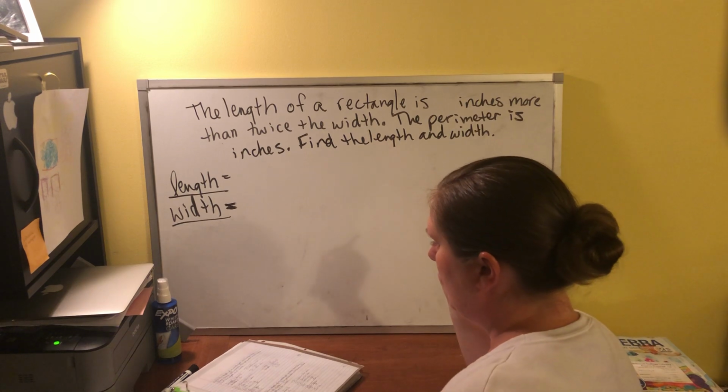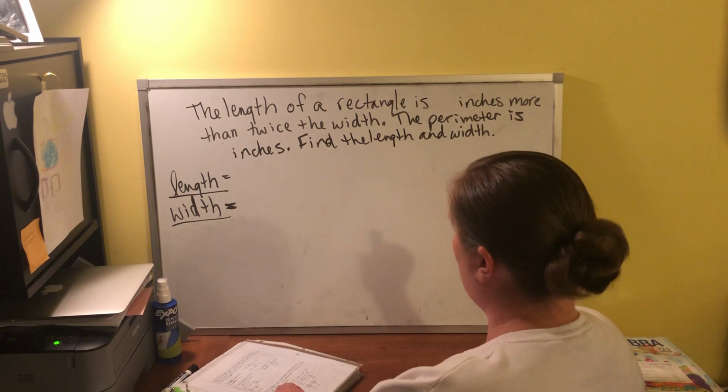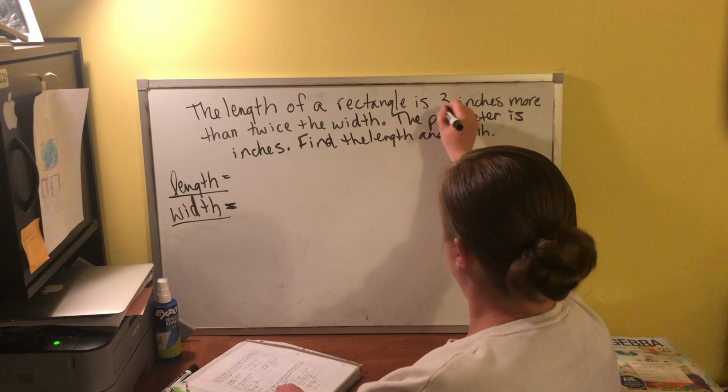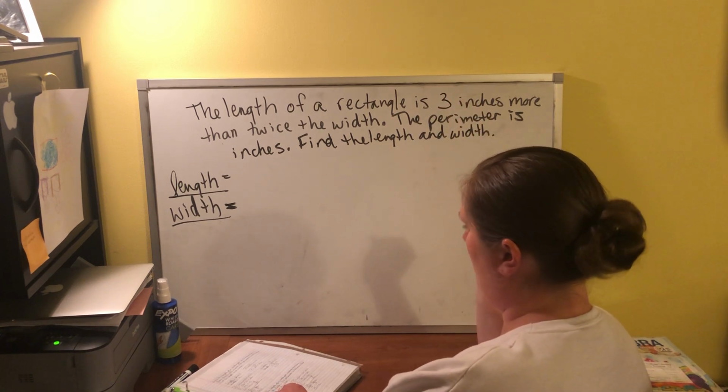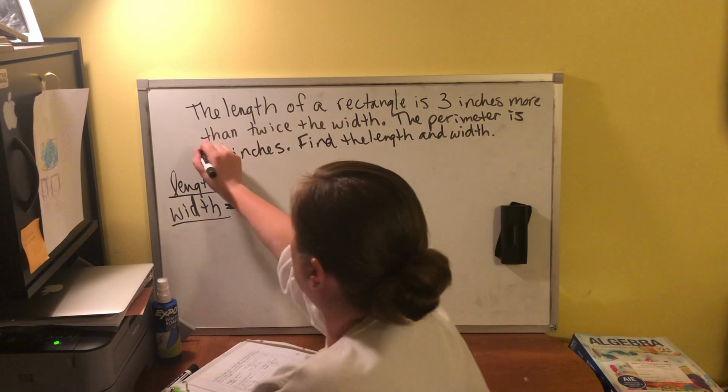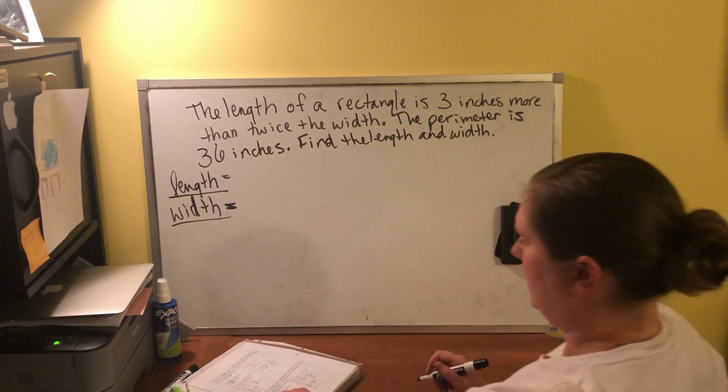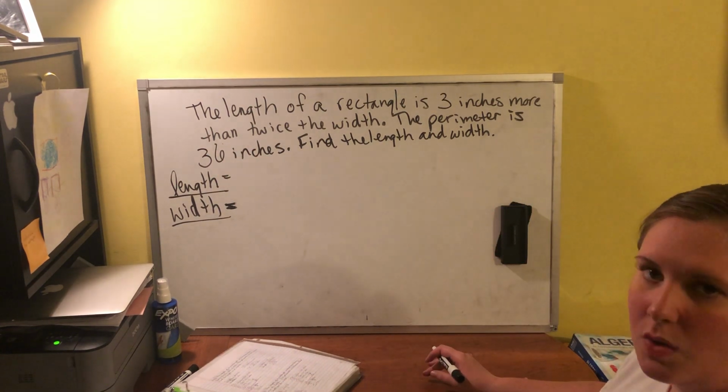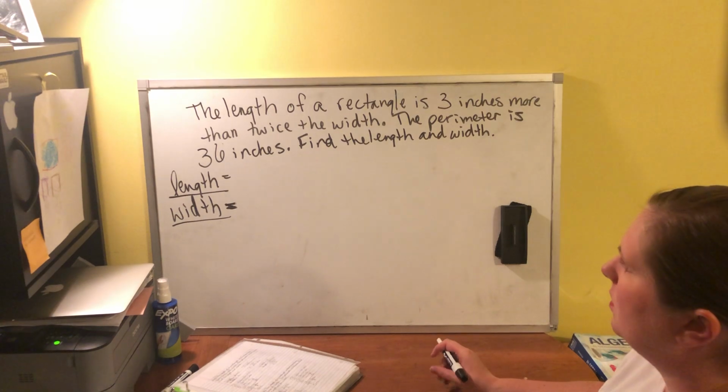All right, so this time the length of a rectangle is 3 inches more than twice the width. The perimeter is 36 inches. We're going to find the length and the width, okay? So it's just a smidge different than the other one.